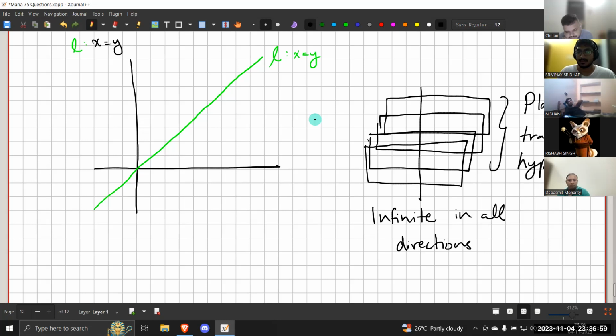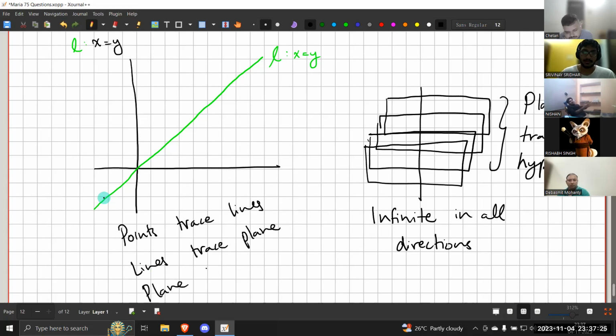Anything above a plane. So we had points, then lines, then planes. So what after that? Planes are in the second dimension, that is in R2 or R3. We have lines in R2. Okay, R2 itself makes a plane. Anyways, let's not go in there.